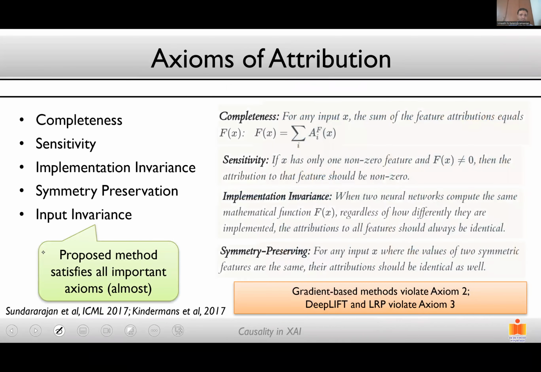We also showed that our method actually satisfies several axioms of attribution, such as completeness, sensitivity, implementation invariance, symmetry preserving, and so on and so forth.